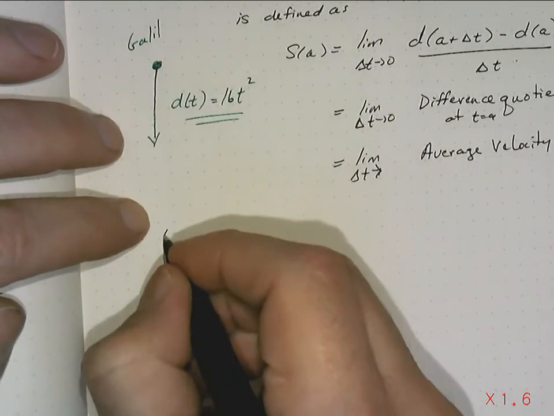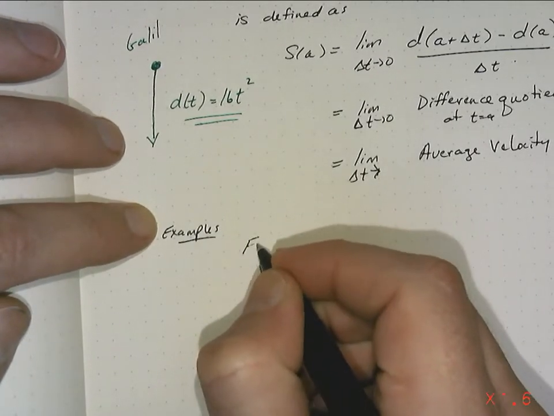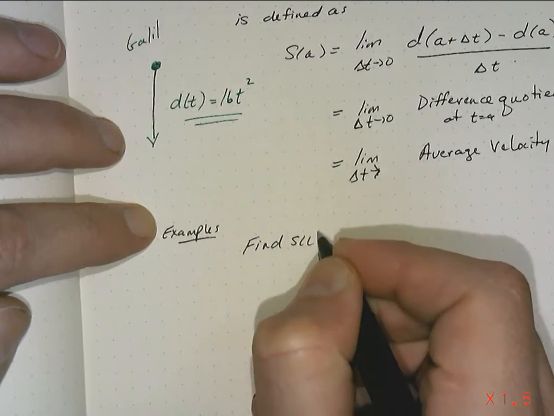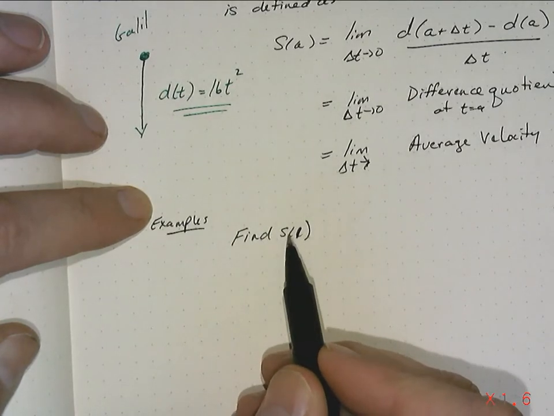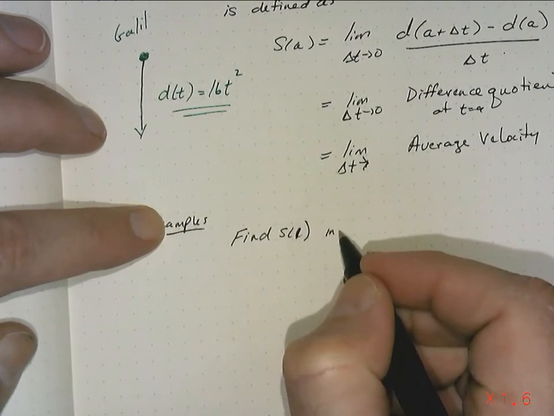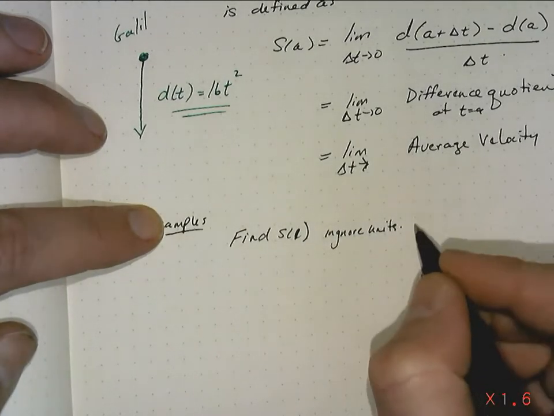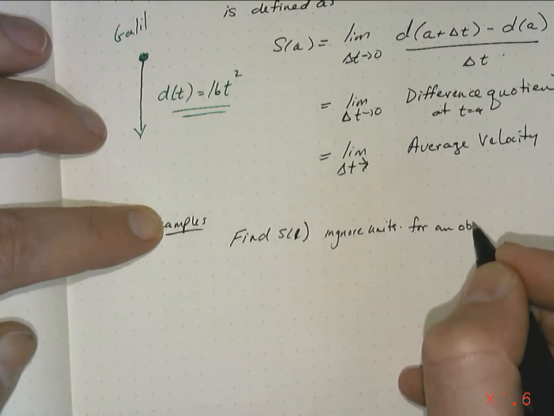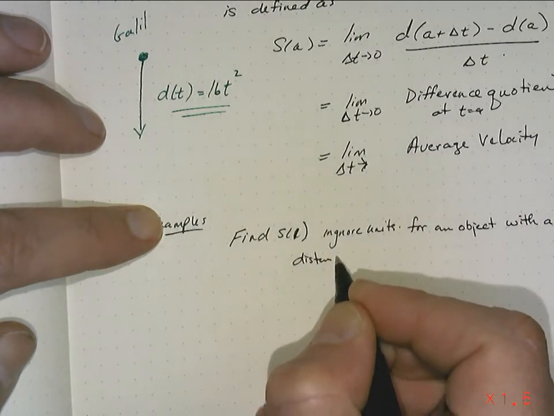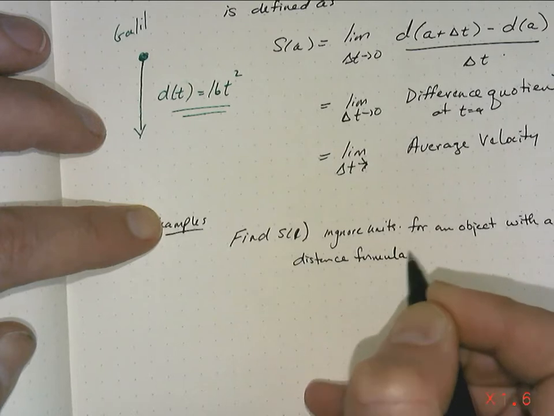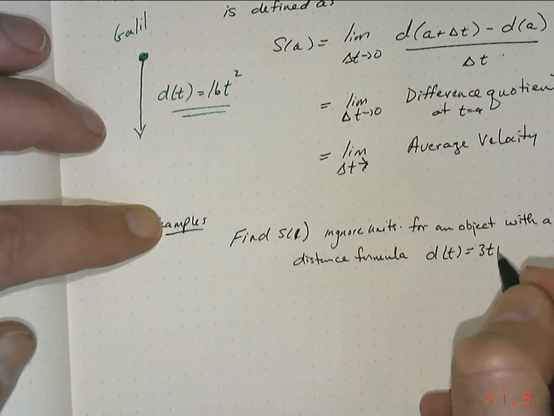So examples. Find S of 1. So we know what that means now, right? That means the instantaneous speed when t equals 1. We're going to ignore units. For an object with a distance formula given by d of t equals 3t plus 5.